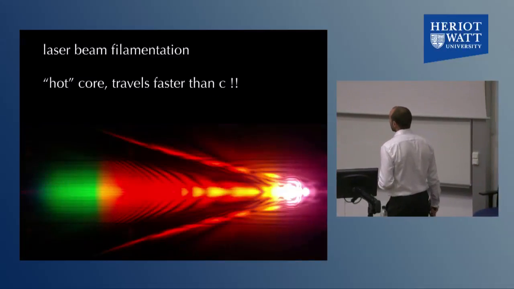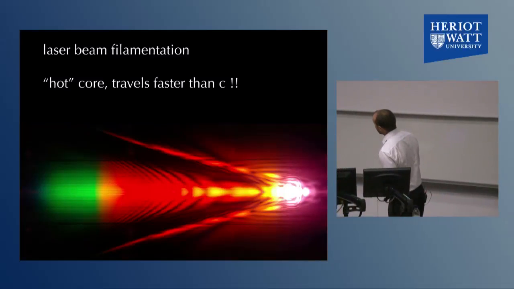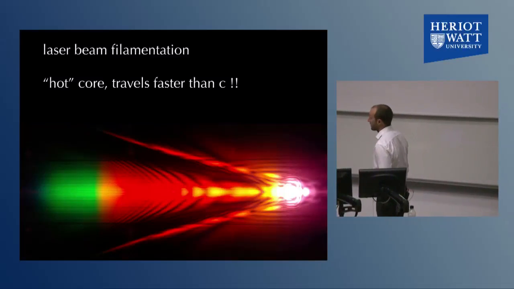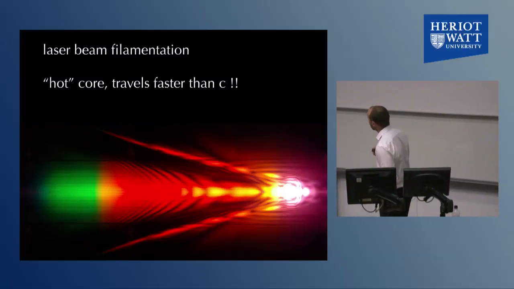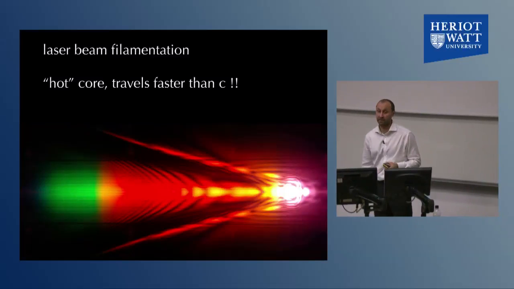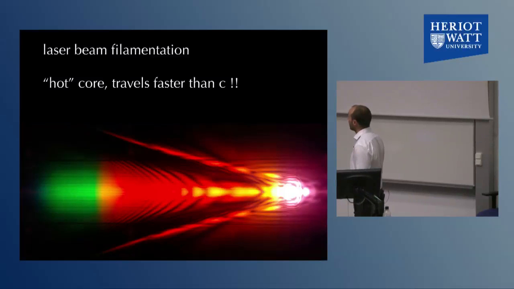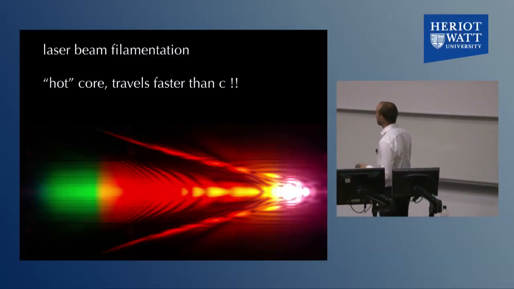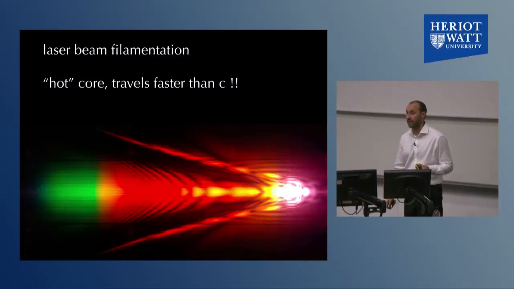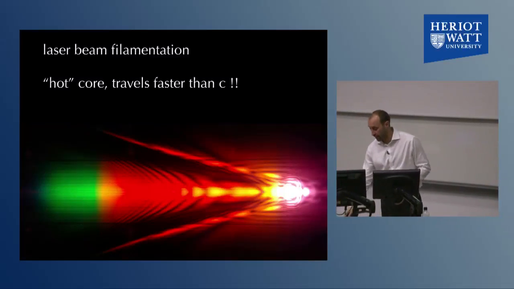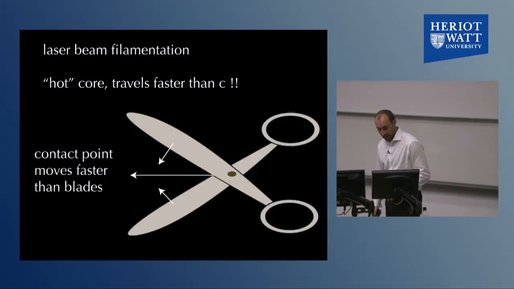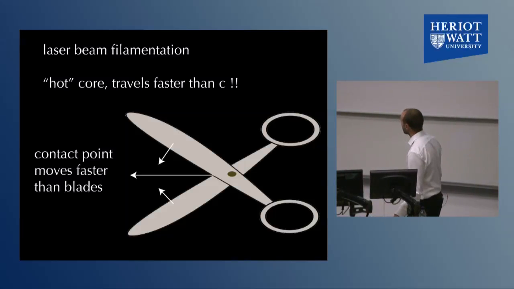What we then realized, looking into more details, is that these tails are definitely connected to this hot core region. And even more amazingly, this hot core region is traveling faster than the speed of light. So that, of course, raises the question, how is this possible? How can something made of light travel faster than light itself? And the answer, of course, is in the scissors.